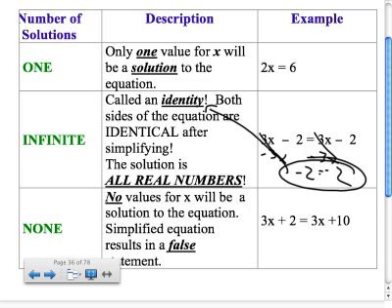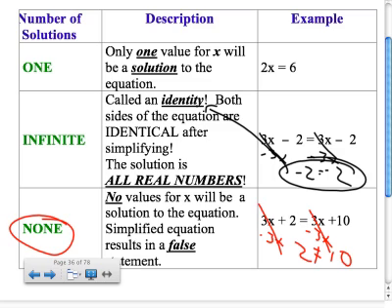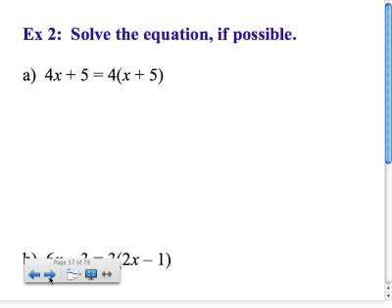Now, if you look at the next little section, if I subtract 3x from both sides here, right, they cancel, I get 2 equals 10. I think we all agree that that is not true. And if it's not true, okay, if it's a false statement, then that means that the answer is very simply no solution.